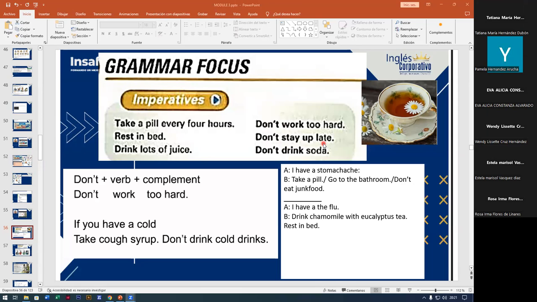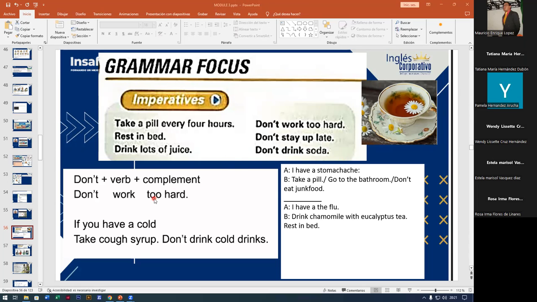That's right. Eva Alicia. Hello. Repeat the last one, please. Don't drink soda. Don't drink soda. That's all right. Thank you. That's good. Let's continue then.